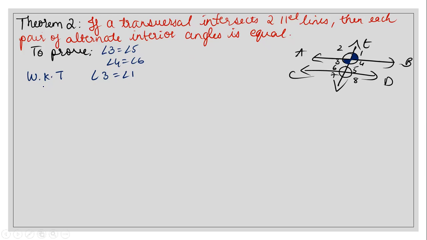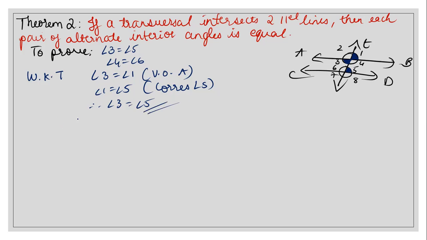So now we know that angle 3 is equal to angle 1. Why? Because they are vertically opposite angles. And we know that angle 1 is equal to angle 5. Why? Corresponding angles, right? So now, can I therefore say that angle 3 is equal to angle 5? If angle 3 is equal to angle 1 and angle 1 is equal to angle 5, can I substitute angle 3 in the place of 1 here? So therefore, angle 3 is equal to angle 5, correct? That's how I got it.